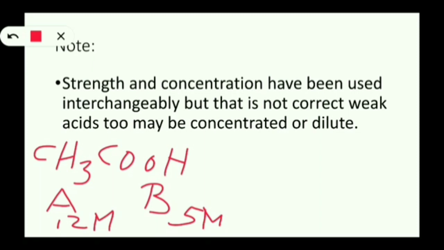Similarly, if we take HCl, can I say it is a strong acid, children? Because it dissociates completely in water. But if you have two solutions of HCl, like one is 2 molar and the other one is 1 molar, we say 2 molar is a concentrated solution, whereas 1 molar is a dilute acid. HCl is a strong acid, but it may be concentrated as well as dilute.